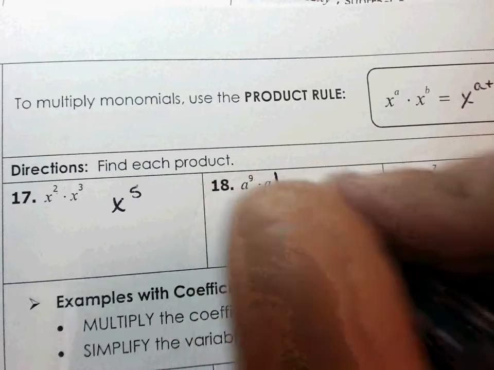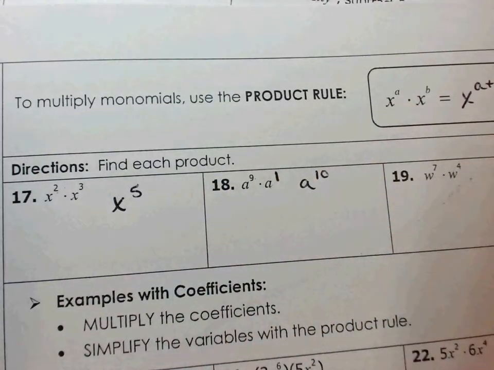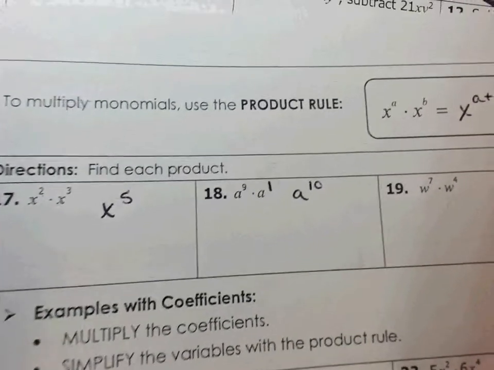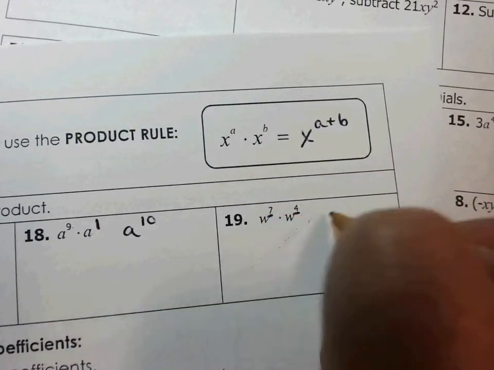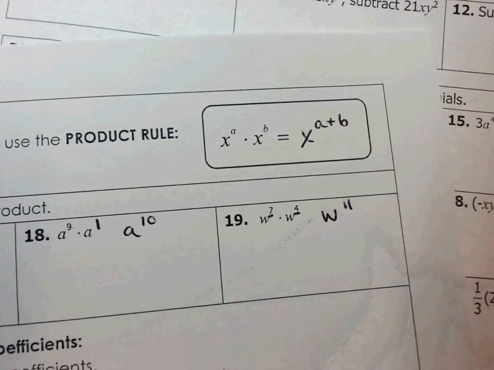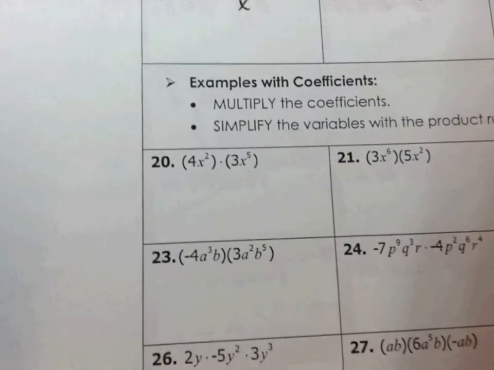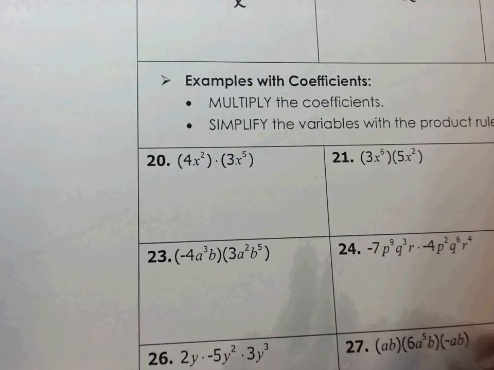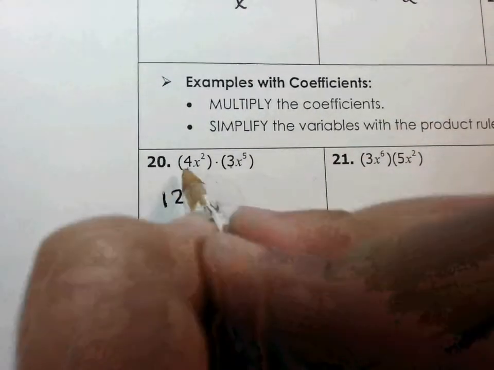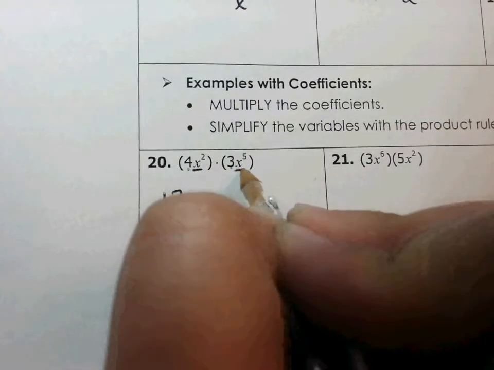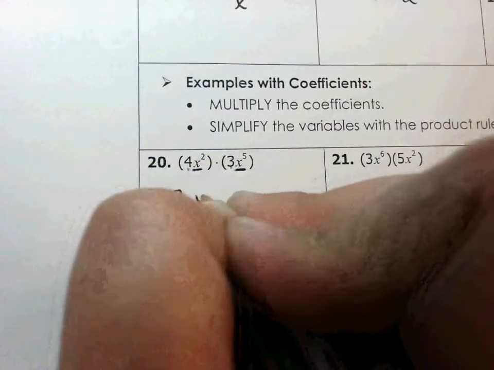So if I have a to the 9 times a to the 1st, it's going to be a to the 10, or a^10. On 19, we've got a 7, we've got a 4. You just add them, you get w to the 11. Okay, on 20, 4 times 3 is going to give me 12. x squared times x to the 5th, you're going to add those, you get x to the 7th.